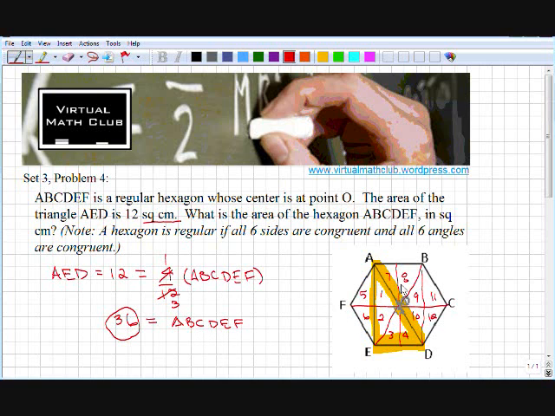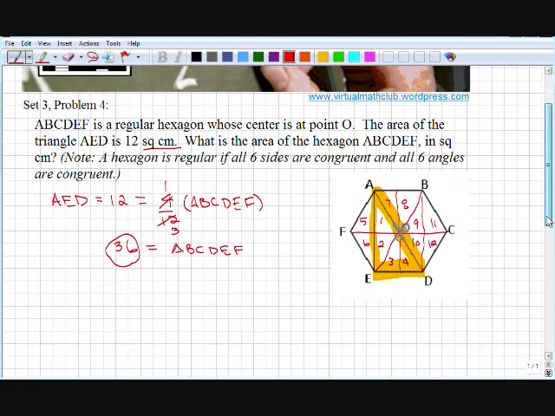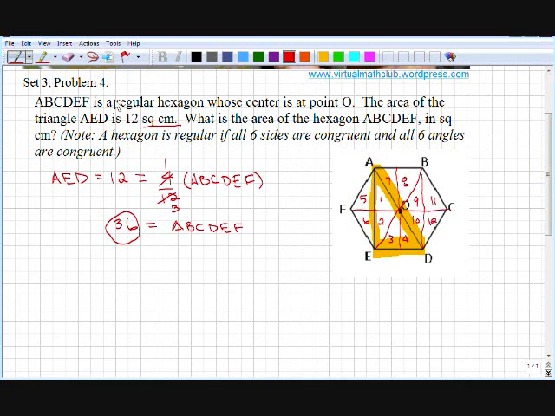All right. Now, there's actually another way to look at this problem. I'm going to scroll down a little bit and try to do that. Let me get rid of some of my lines on this triangle.